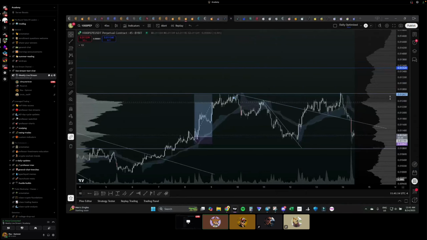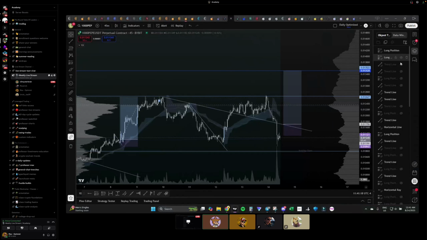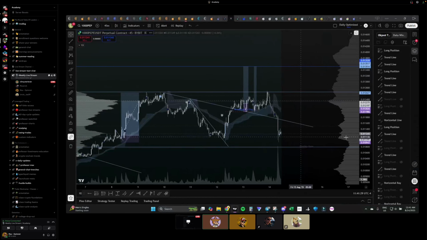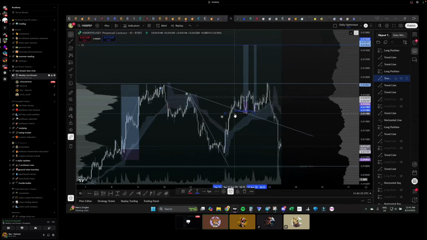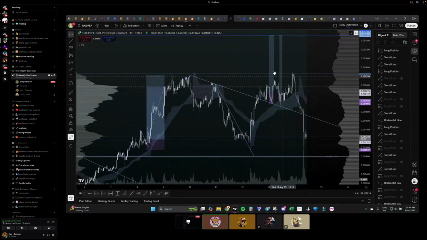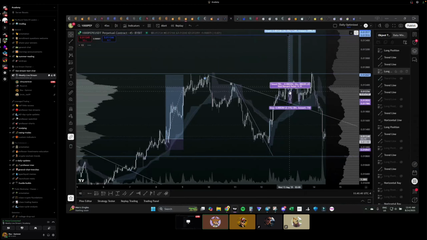So let me pull this back up. I was trying to find where all these were. Yes, these were them. These are two different trades I took. This was one trade and this was one trade. This was a very good trade, and this was not a good trade. I got stopped out twice on this.